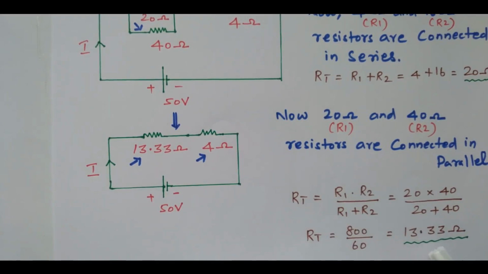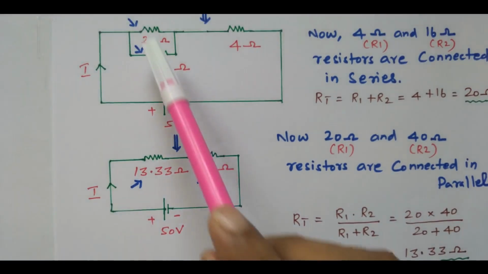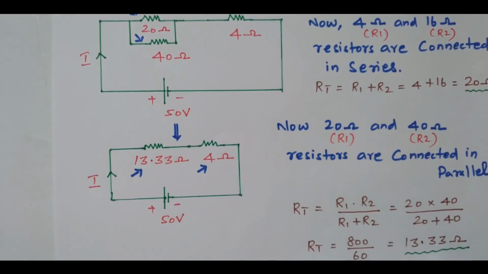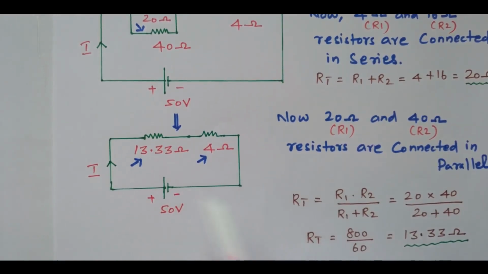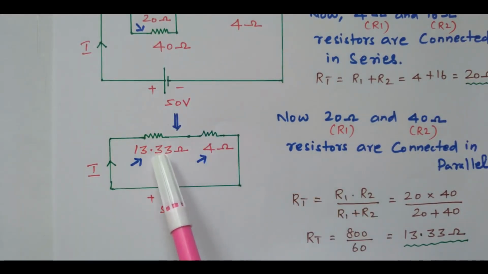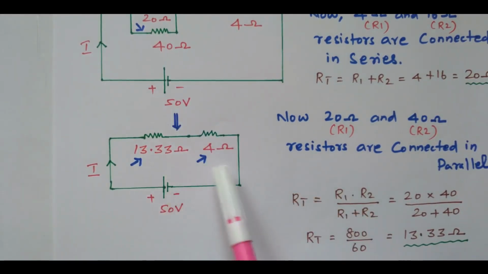13.33 ohm. The parallel combination of this 20 ohm and 40 ohm, the equivalent resistance is 13.33 ohm. So this 20 and 40 combination can be replaced with this 13.33 ohm. That parallel combination is replaced with 13.33 ohm. Here another 4 ohm is available.